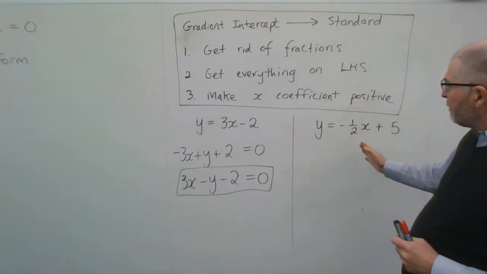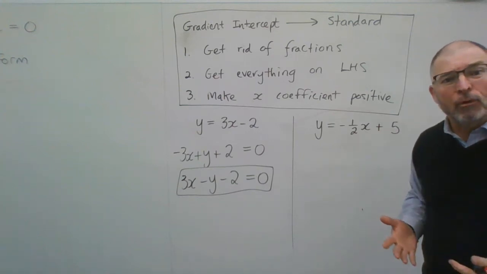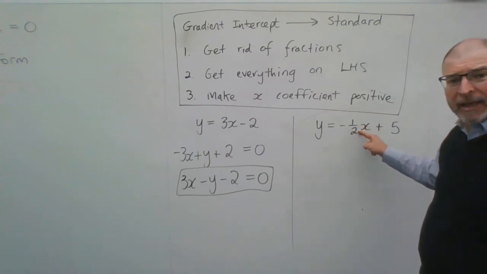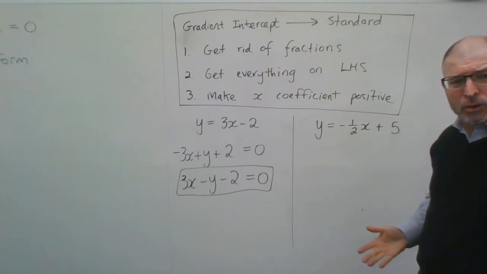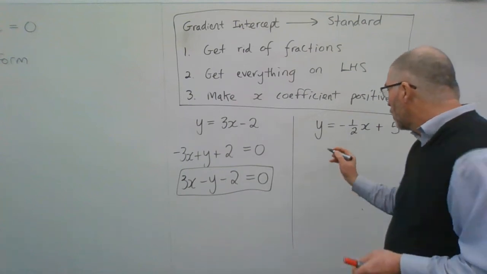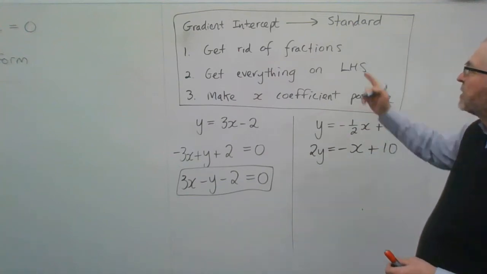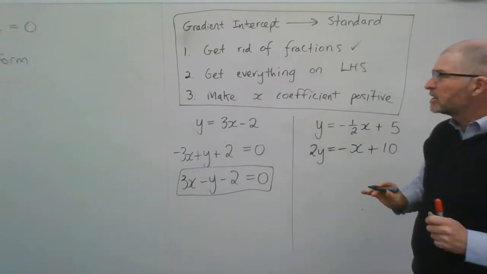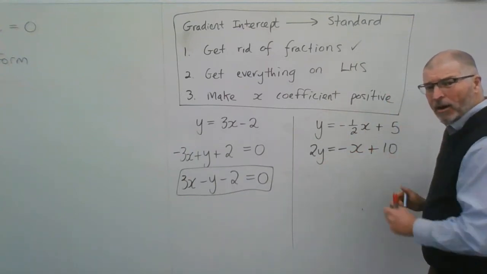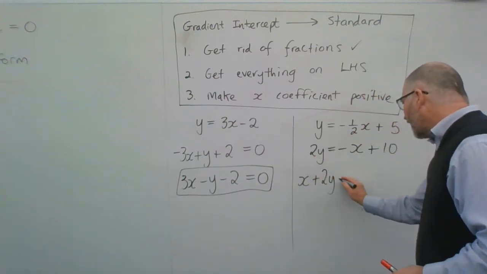Okay, first step, when we change this one that's in gradient intercept form into standard or general form, we need to get rid of the fractions. So since there's a 2 on the bottom here, I'm going to double everything. Multiply everything by 2, that will get rid of that. So I get 2y equals minus x plus 10. So step 1, I've got rid of any fractions. Now get everything on the left-hand side, which means I've got to add x on and take 10 off. So I get a plus x, my 2y is still there, and I take 10 off.